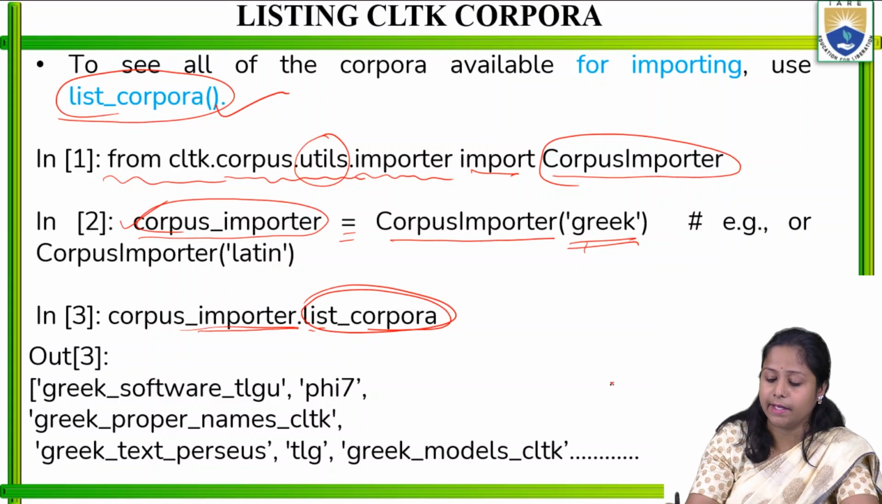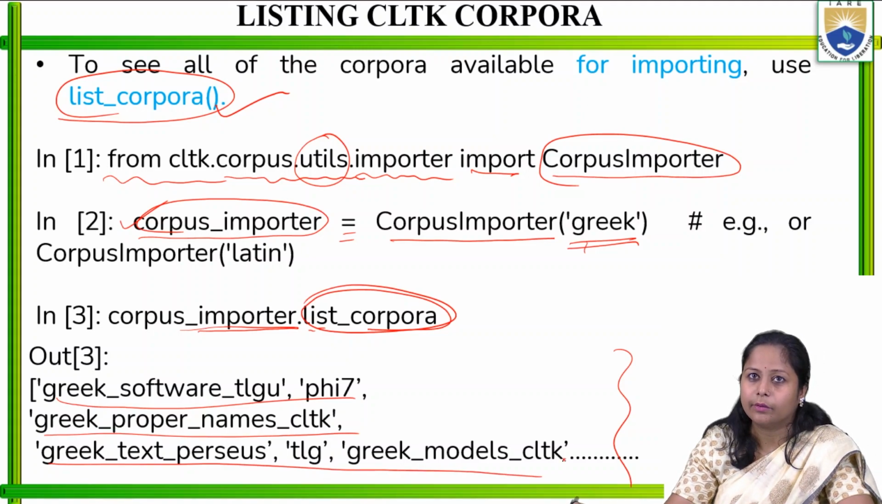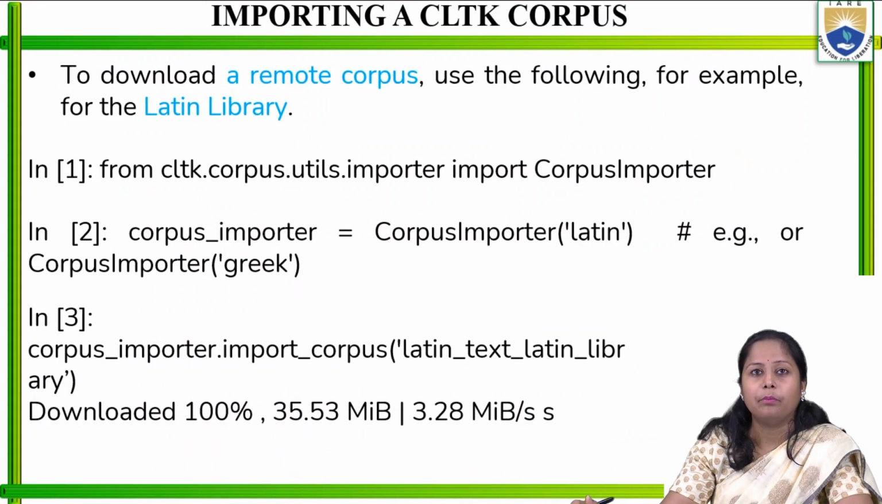So this line is actually going to load all the Greek language related corpora in one place. In the next line we will get the output like this. These are the different corpora that have been kept in the CLTK library. So that was the listing of the CLTK corpora in one place. Now, importing a single corpus. How to do that?